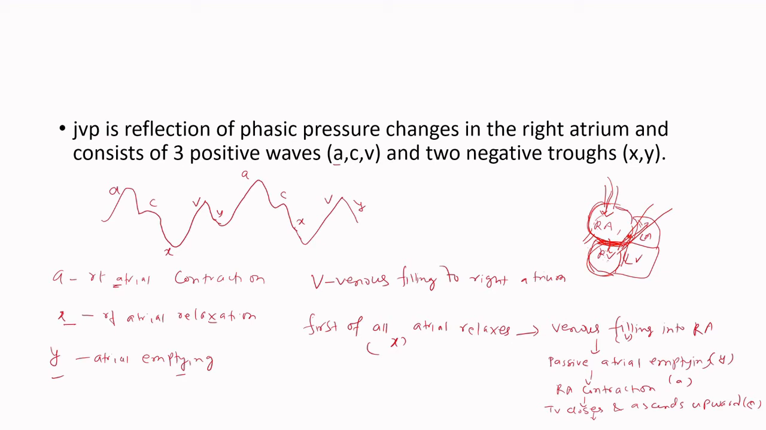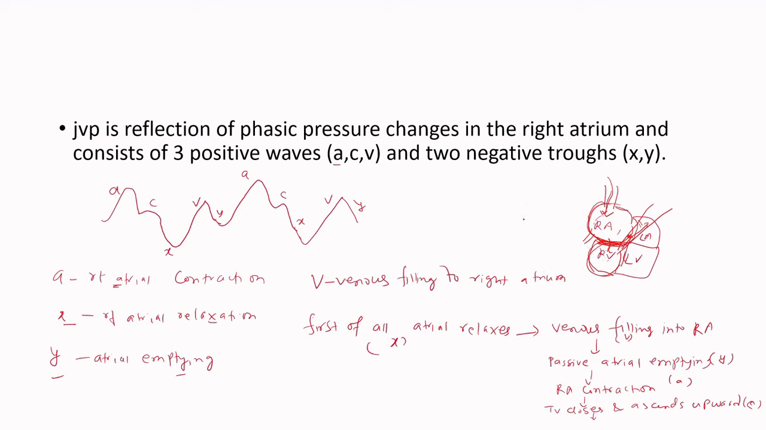Okay, the pulmonary semilunar valve closes, and a similar process is going on on the left side as well. I am just telling you what is going on in the right side chambers of the heart, because JVP measures precisely the right-sided pressure. Okay, so let's start.